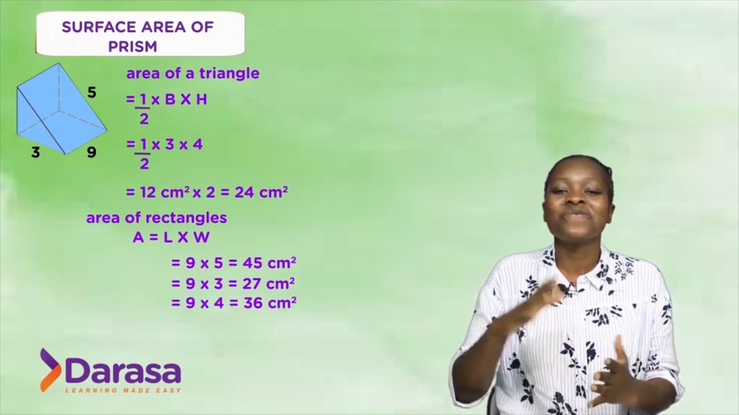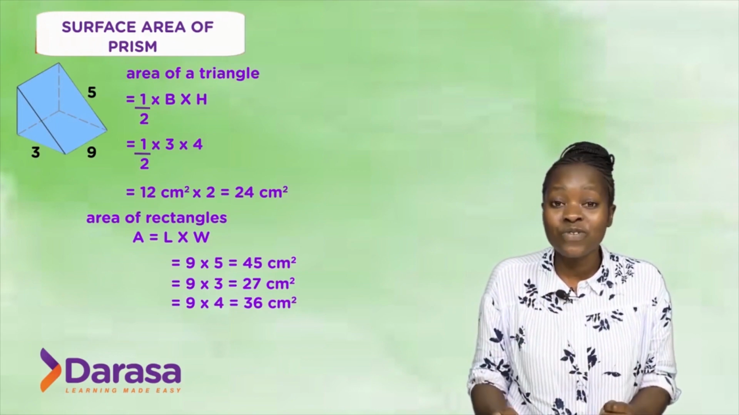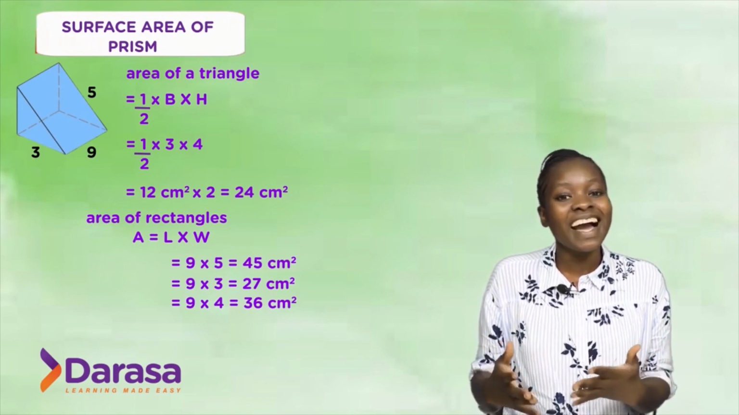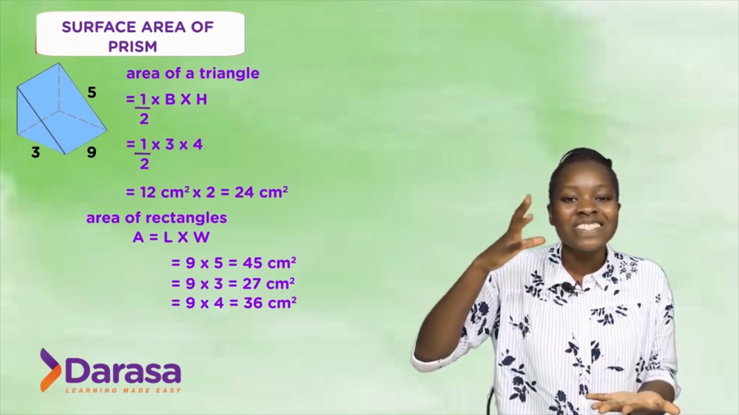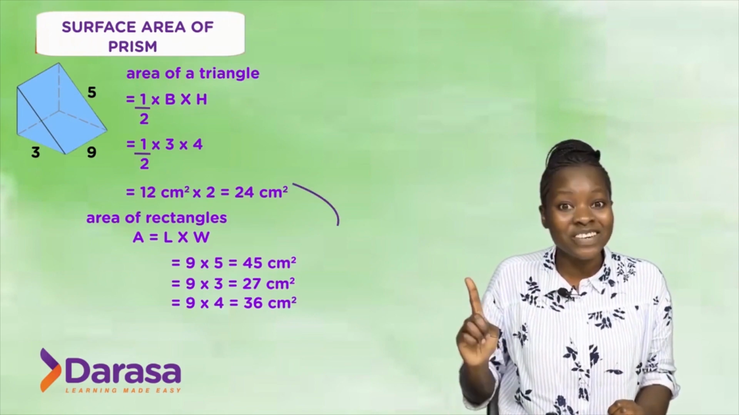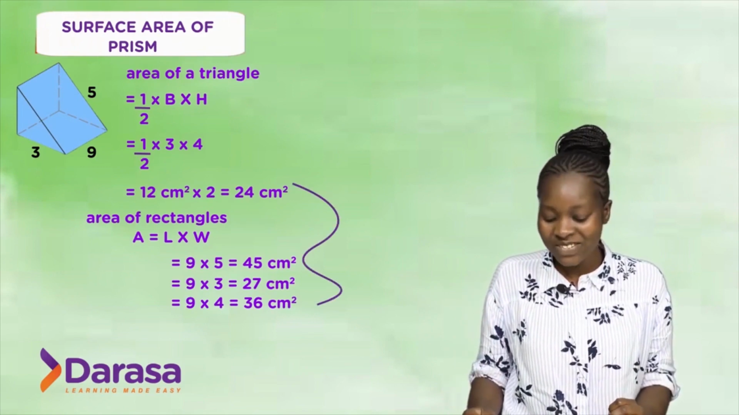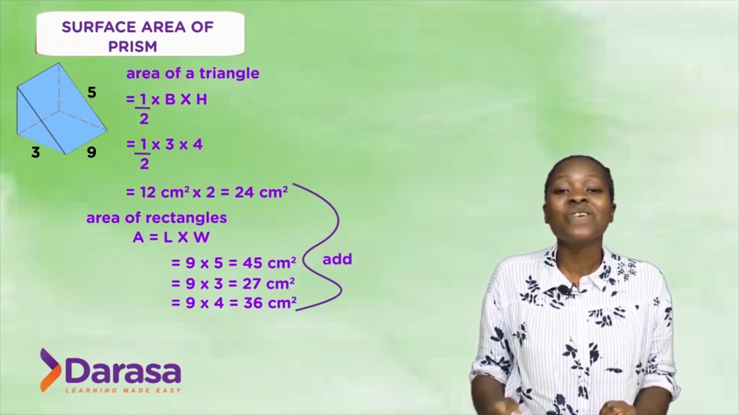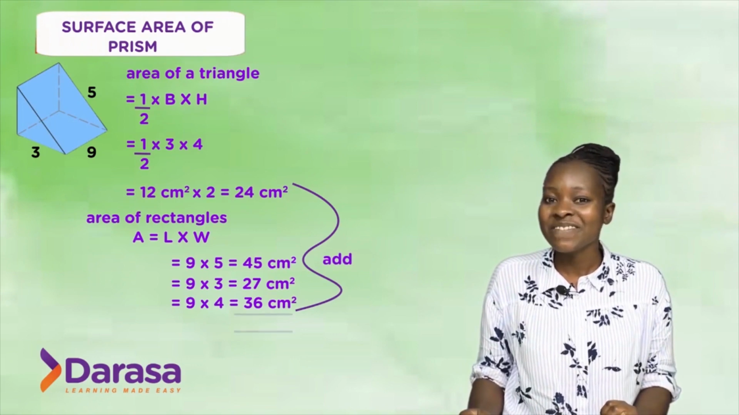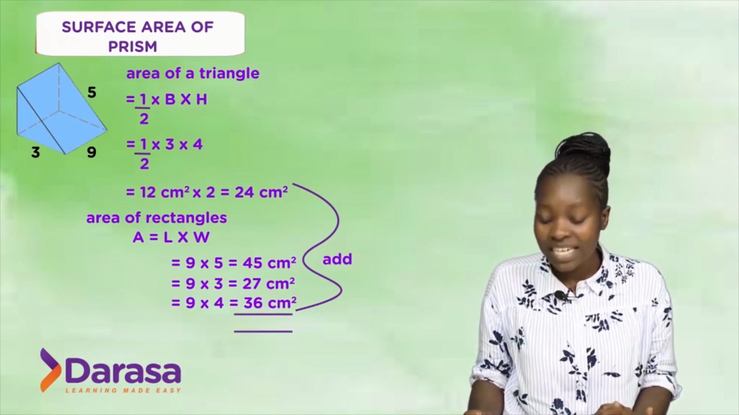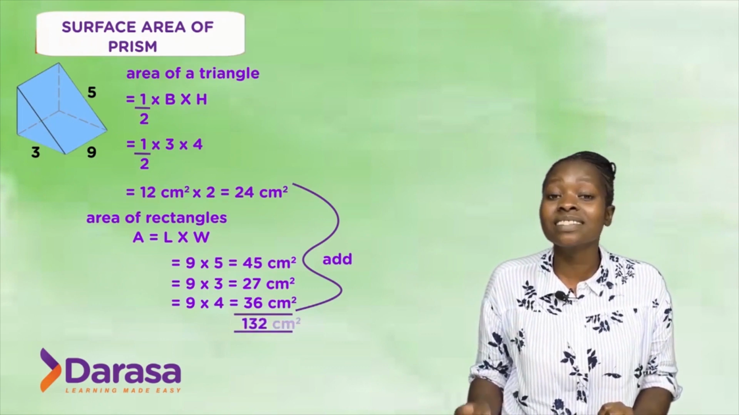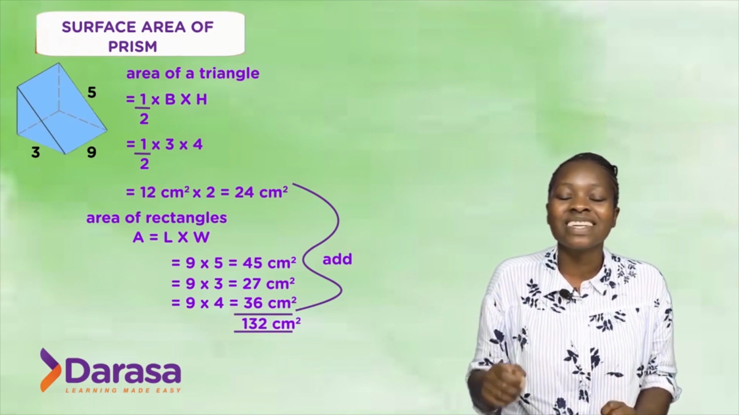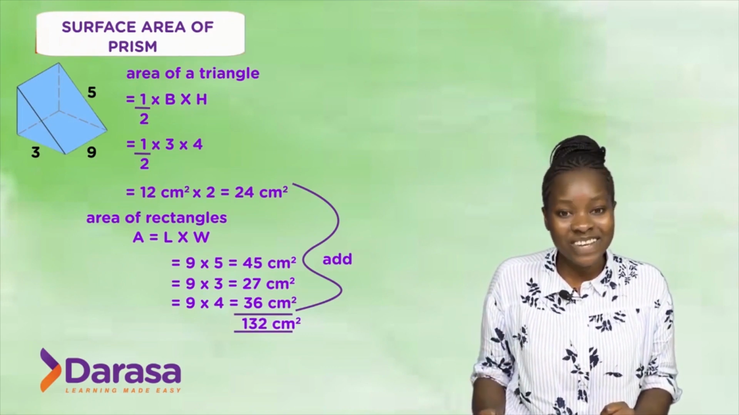Now we have the areas of all the sides, and we want to look for the surface area. So how do we find the surface area? We simply add the area of all the sides. So we're going to add 24 for the triangles, and then for the other rectangles, which are 45, 27, and 36. So adding all this, you're going to get your surface area as 132 centimeters squared. Remember, when you're dealing with surface area, it has to have a unit squared.